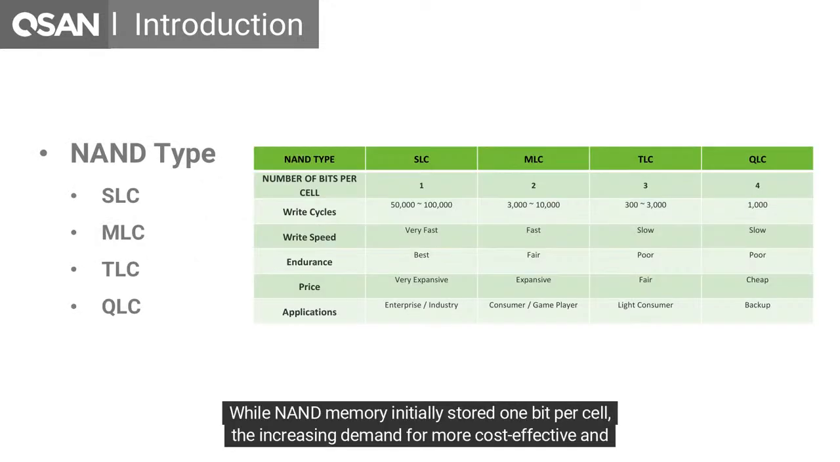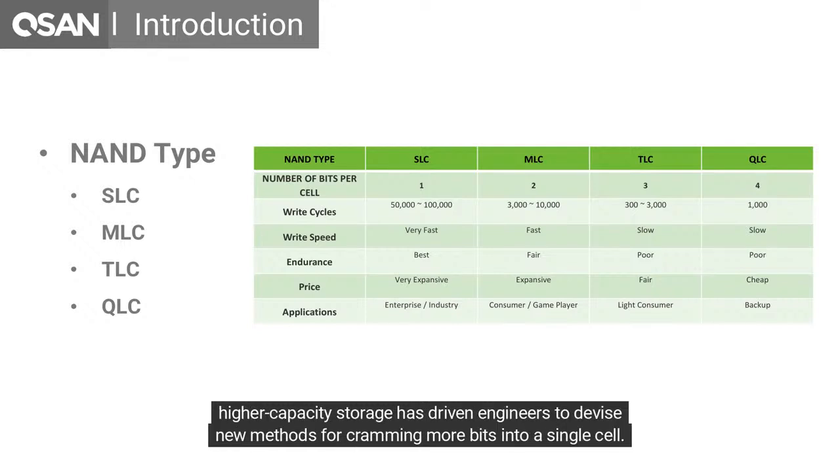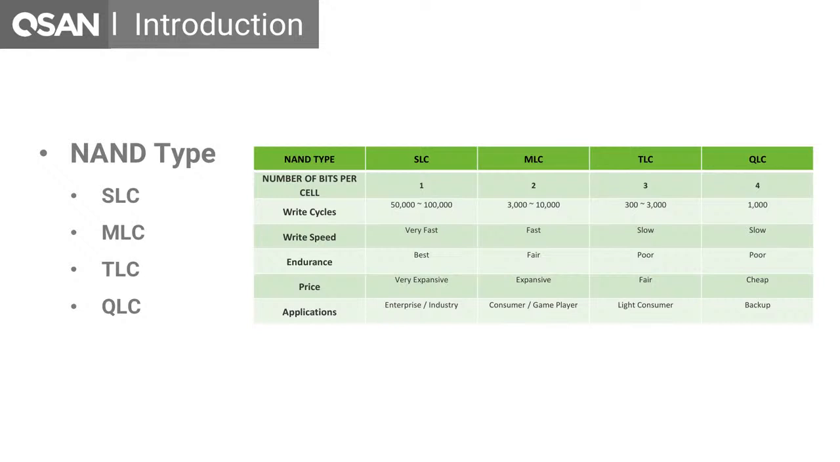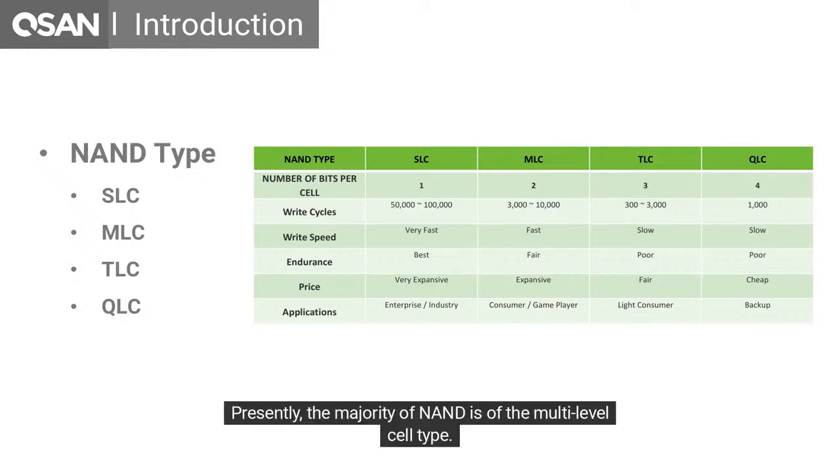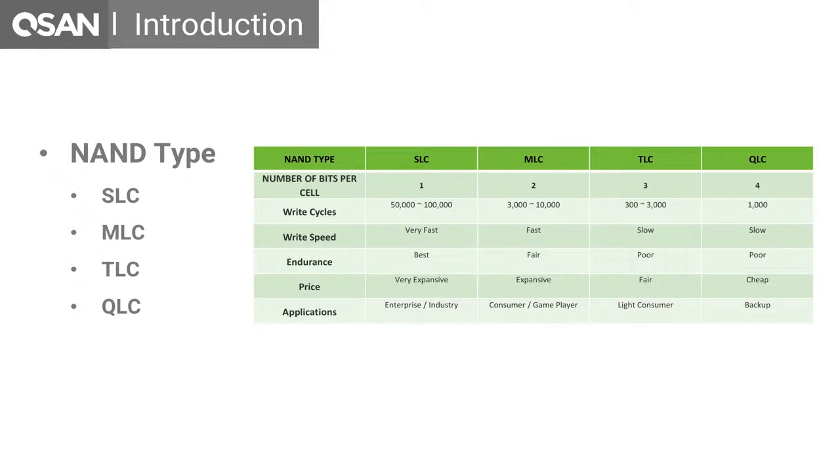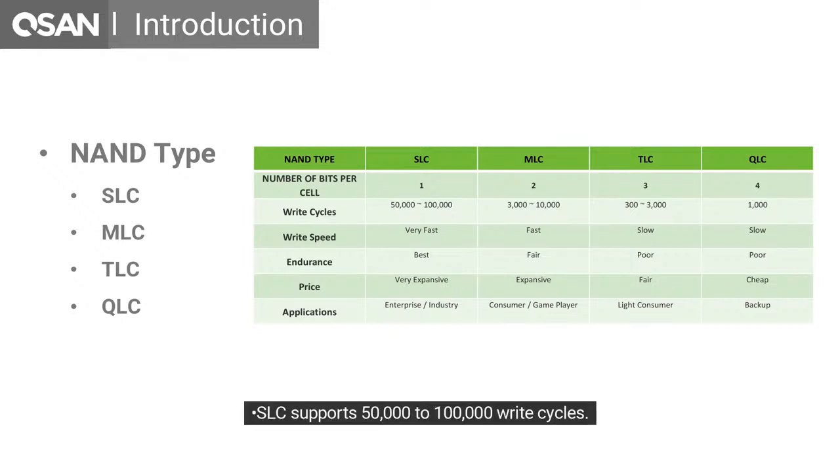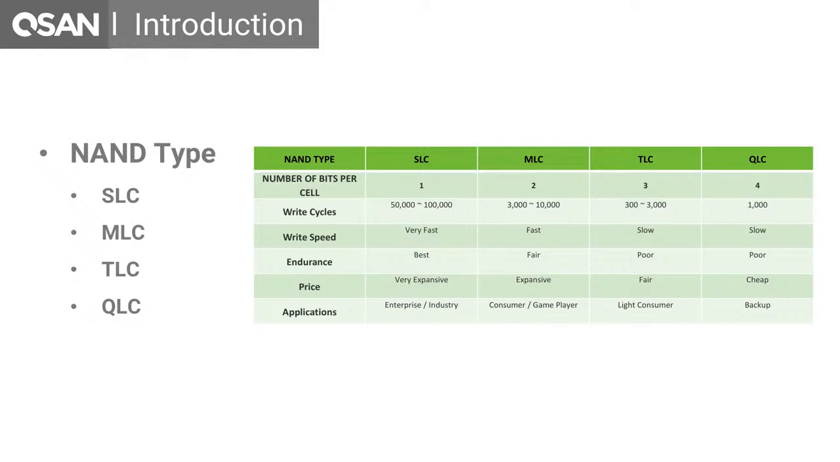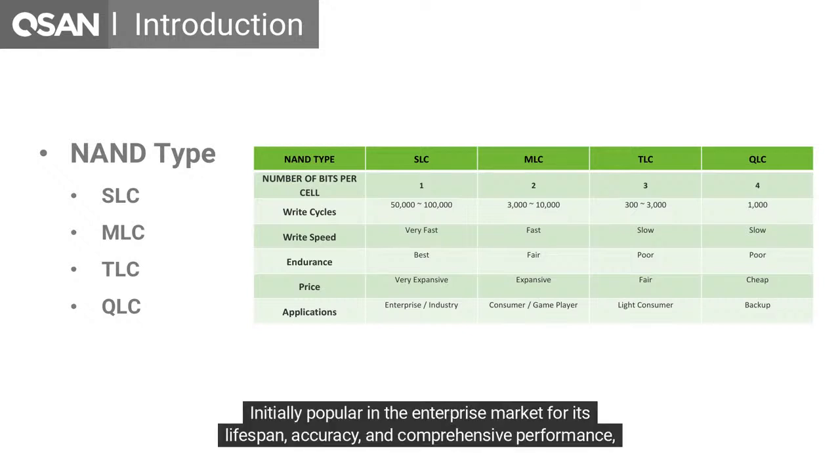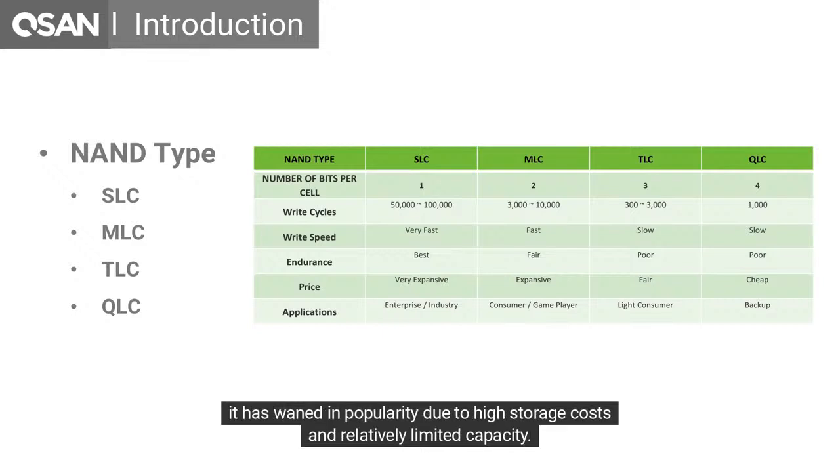While NAND memory initially stored 1 bit per cell, the increasing demand for more cost-effective and higher capacity storage has driven engineers to devise new methods for cramming more bits into a single cell. Presently, the majority of NAND is of the multi-level cell type. SLC supports 50,000 to 100,000 write cycles. Initially popular in the enterprise market for its lifespan, accuracy, and comprehensive performance, it has waned in popularity due to high storage costs and relatively limited capacity.